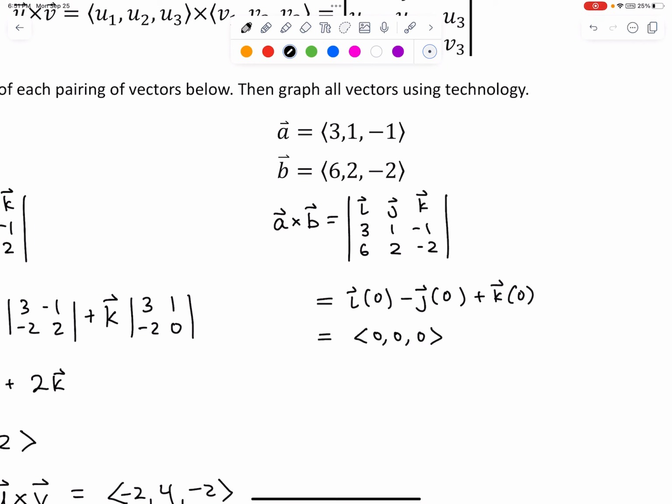Now you might notice that in this case, vector b is simply a multiple of vector a. In fact, in this case, it's twice vector a. That's twice the magnitude, but the same direction.